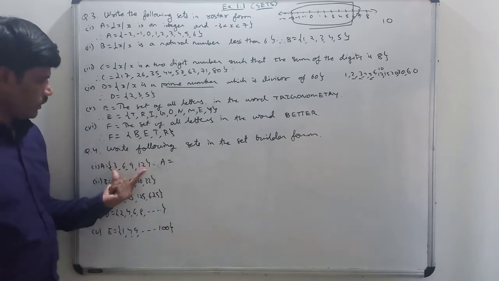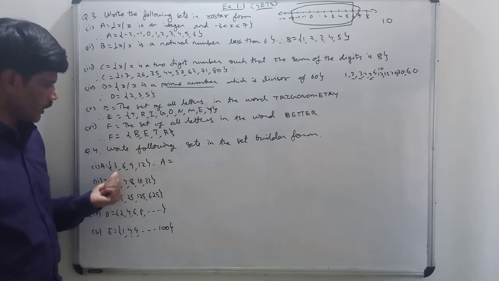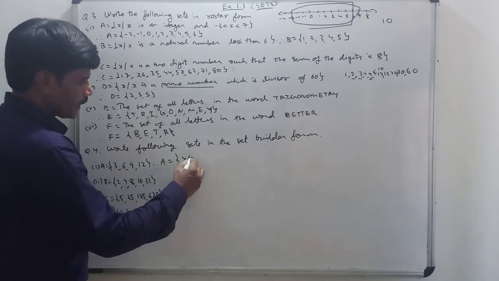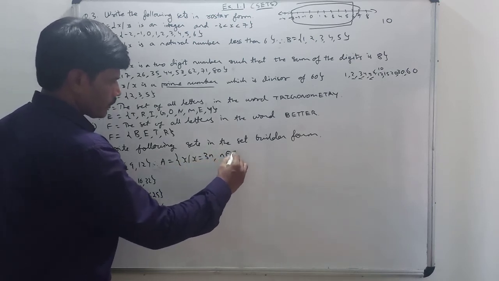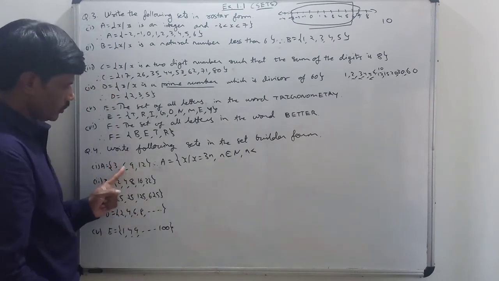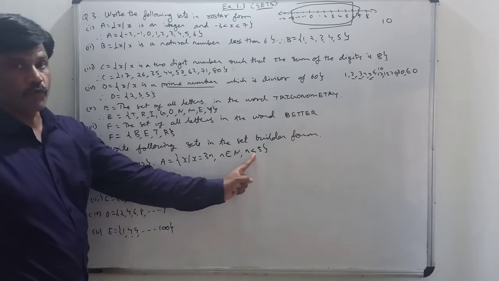Now observe the characteristics of the elements of this set. This is 3, then 6, then 9, then 12. So you observe that it is a multiple of 3. You see 3 1s are 3, 3 2s are 6, 3 3s are 9, 3 4s are 12. So we will write x is such that x is equal to 3n, where n is a natural number. And n is less than what? 3 4s are 12, so less than 5. Or even you can write n is less than or equal to 4 also.